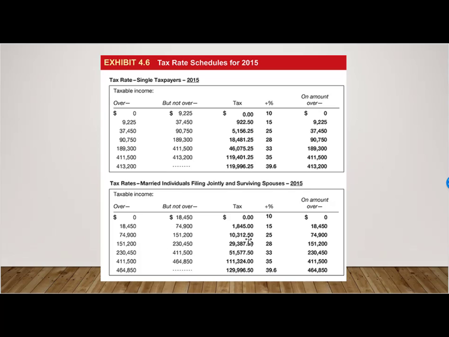It's $10,312 plus 25% of whatever's over $74,900. So again, how do we do that? Let's make it a little bit easier. Let's make it, you made $84,900. 84,900 minus 74, that means there's $10,000. So it's 10,312 plus 25% of 10,000, which is another $2,500. So you're roughly going to pay $12,812 in taxes.